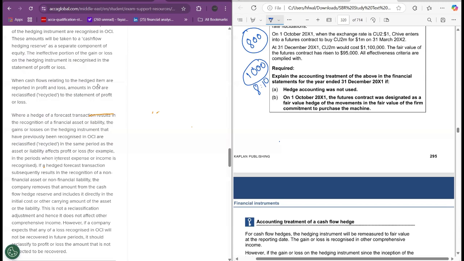Because if the transaction is taking place in the future, does it make sense that you are recognizing the profit and loss for that hedging instrument or derivative contract in much earlier years in the P&L, while the actual transaction is taking place in the future? Does it make sense? No, right? There's a mismatch of timing.